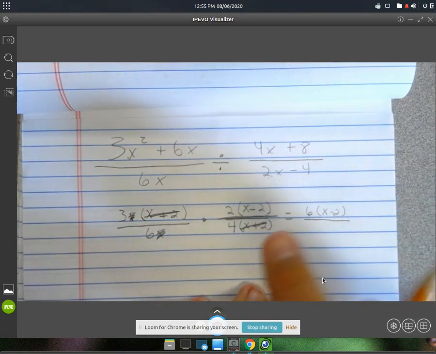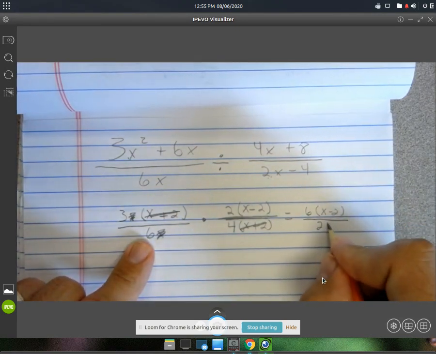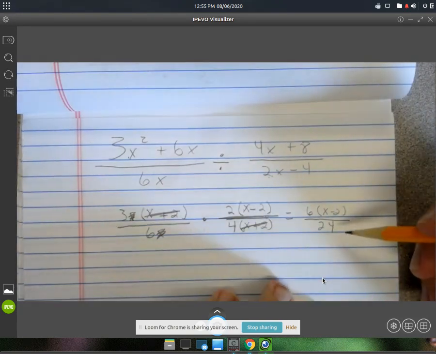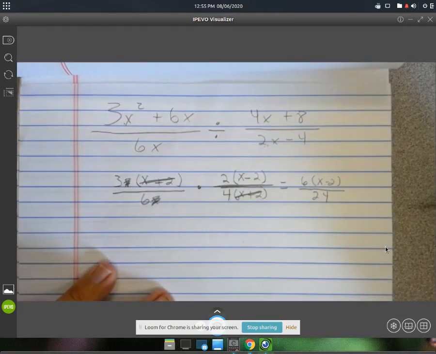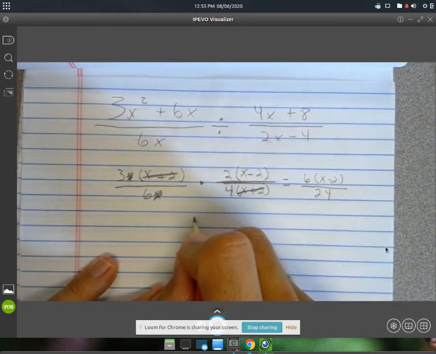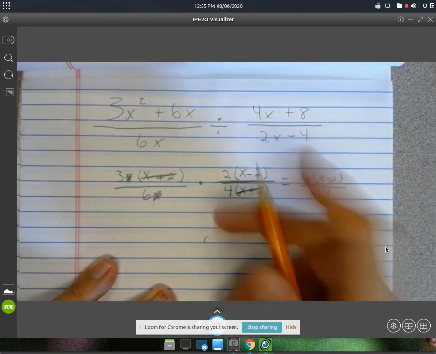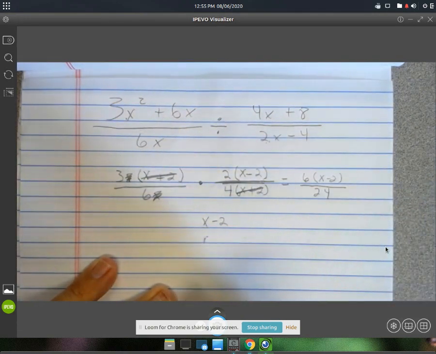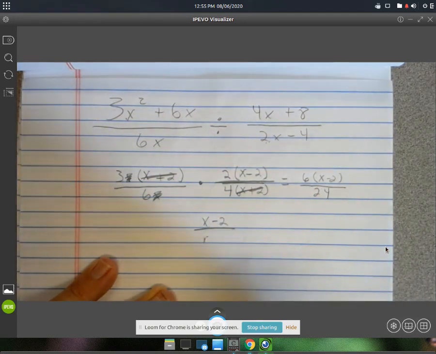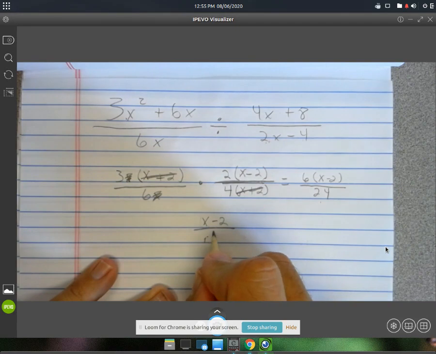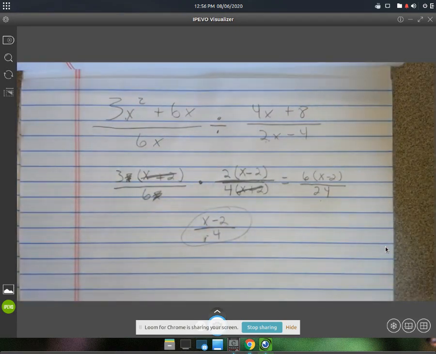And then on the bottom, we just have a 6 and a 4 here. So that's going to be 24. I guess we don't have to use a calculator on this. 6 and 24, both of those can divide by 6. So that's going to leave you a 1 times x minus 2 on top, because whenever you divide that by 6, you'll get 1. And on the bottom, you'll divide 24 by 6, which gives you 4. And that's all you can do with that one.